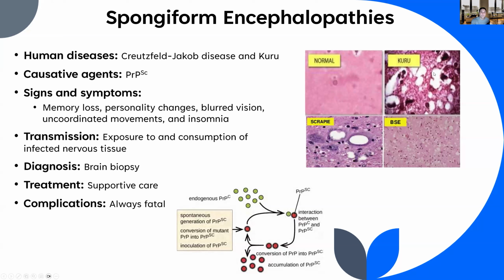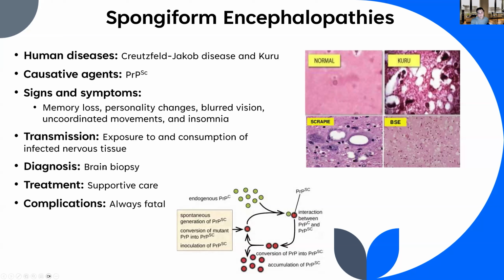This is actually the result of humans eating other humans. It's found in a very select population of indigenous peoples who have a ritualistic practice of eating their dead. And this spreads, but this is what you would see in Creutzfeldt-Jakob disease if somebody were to have acquired this from being exposed to or consuming the infected nervous tissue of, for example, a sheep or a cow or whatever.